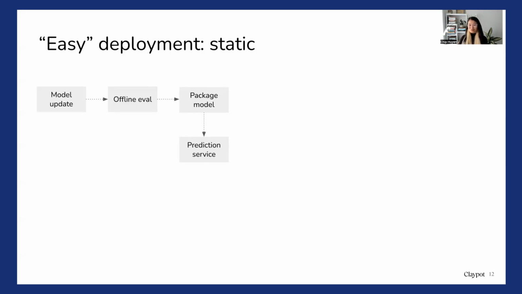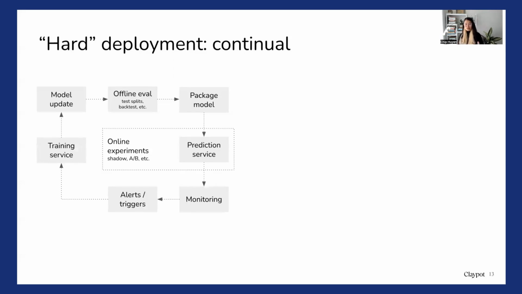So we are pushing toward what is called hard deployment, or seeing deployment as a continual, never-ending process. So we have some more updates. You do some offline tests, and then you can package the model and ship it to the prediction service.